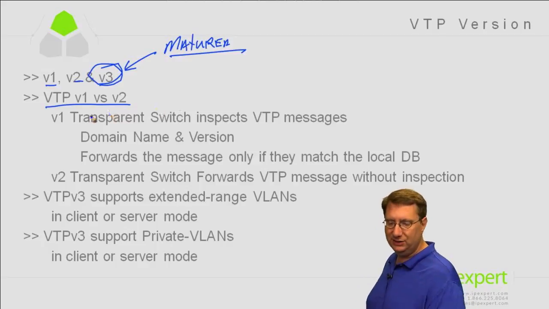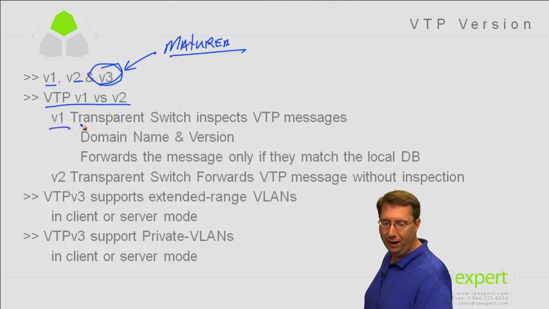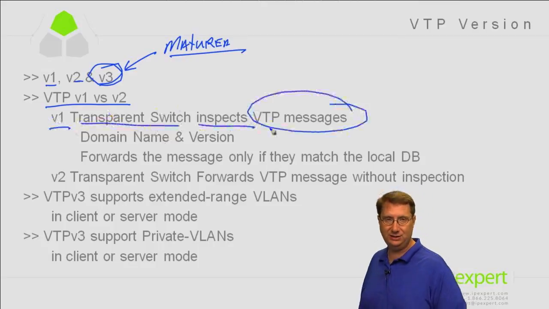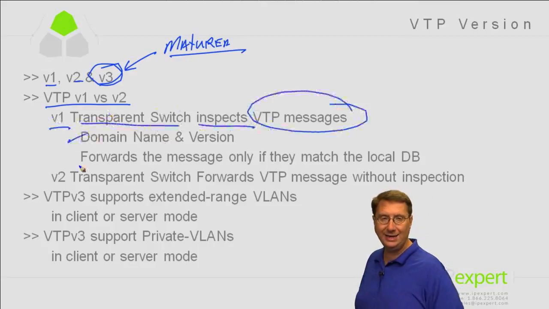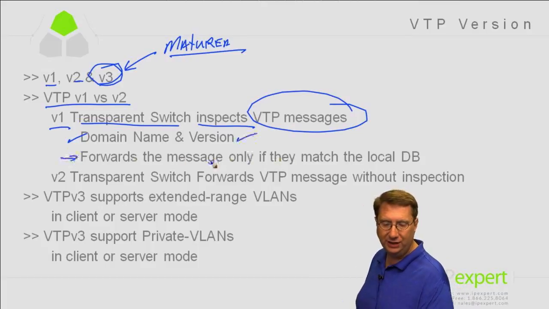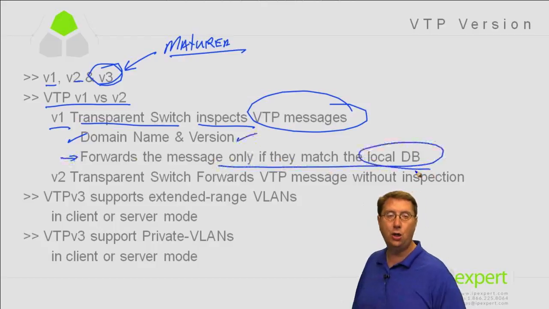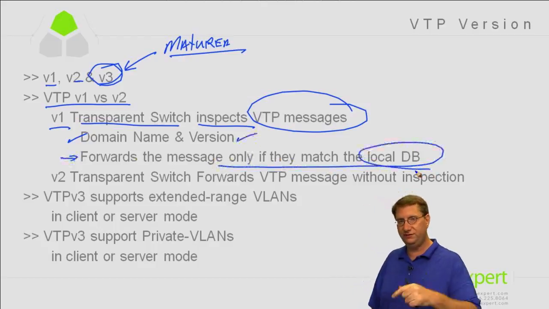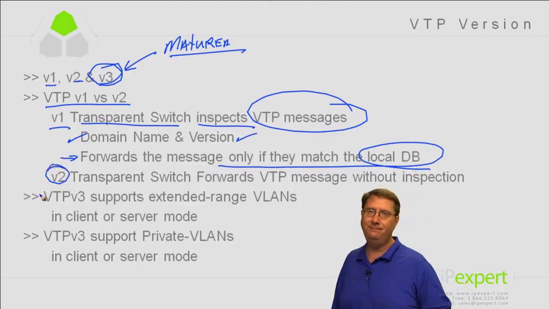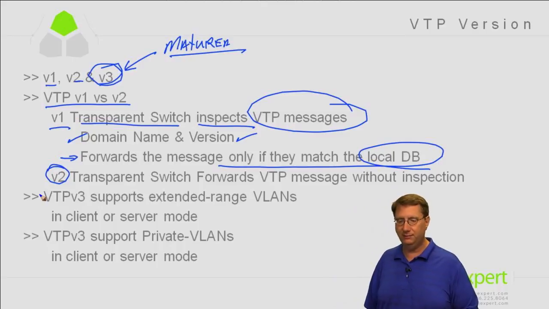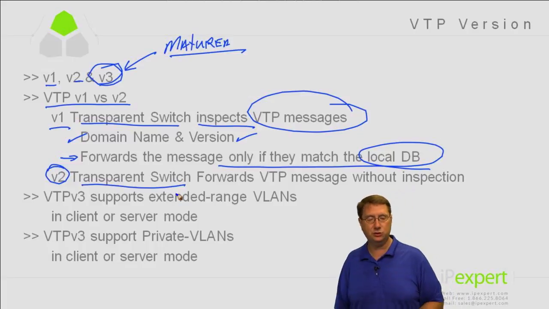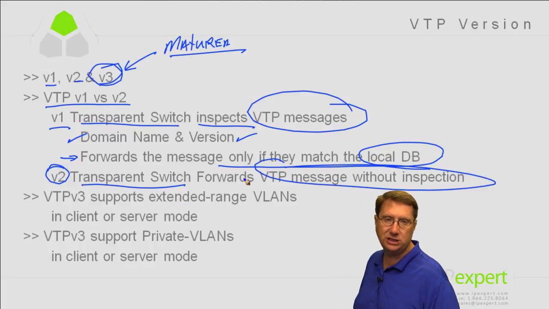Now, what it's saying here is it's telling us that version 1, if I operate as a transparent switch, is going to inspect all VTP messages, and it's going to check them for my domain name and my version. And then it's only going to forward that information if it matches the local VTP configuration. Now, here is the erroneous part, and we'll illustrate this when we get to it, and that's going to be version 2. They say version 2 as a transparent switch will forward VTP messages without inspecting them.